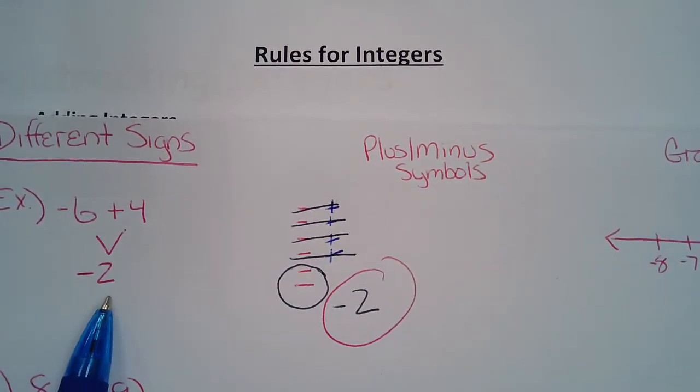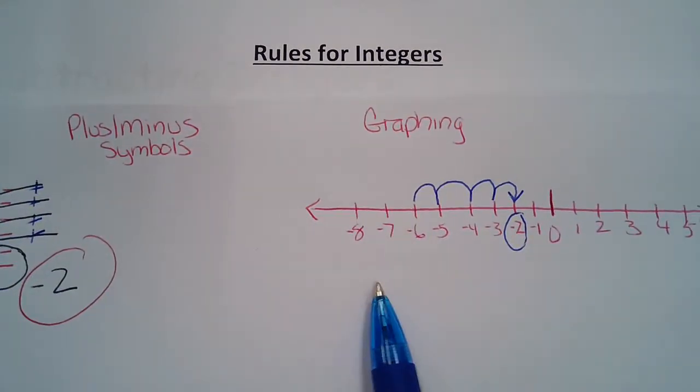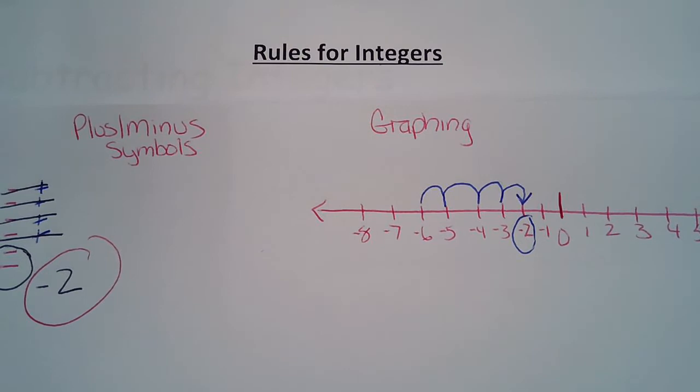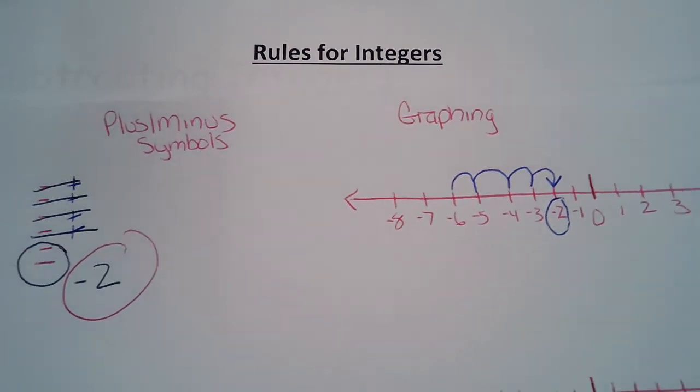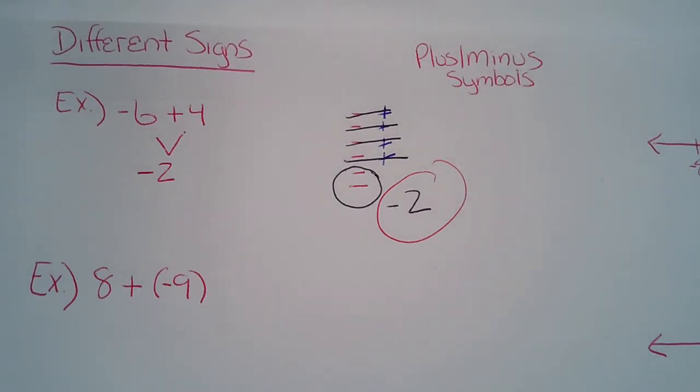So that was -6 plus 4. We applied the rule here. We showed you how that also can work with your plus minus symbols. And then we also used our number line as another tool to solve these problems. Let's try one more and then I am going to let you try some on your own.